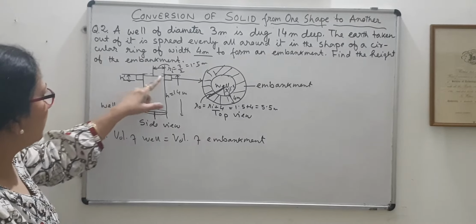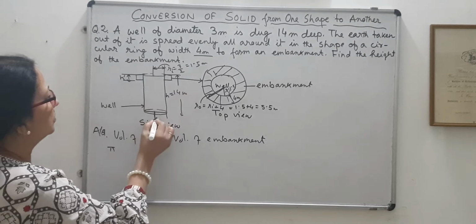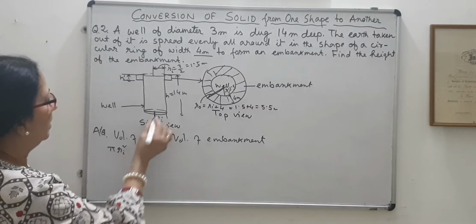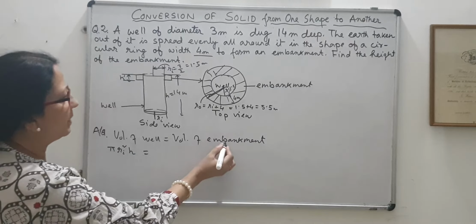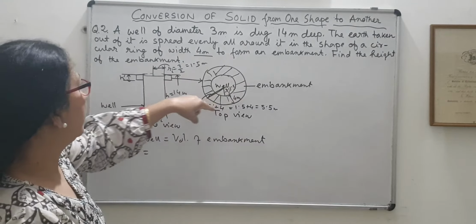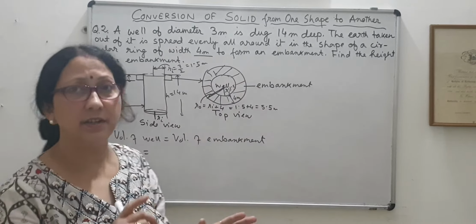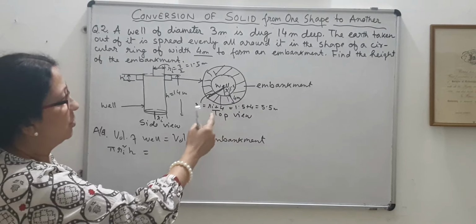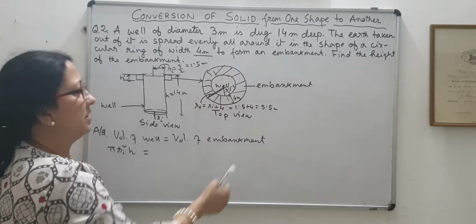So this well is nothing but a cylinder. So the formula will be pi. The radius of the cylinder I have taken Ri. So Ri square. H is your 14, so that is the volume of the well. Again you see, this is an annular, or you can say this is a cylinder. This embankment is also a cylinder with the thickness of this 4 meter. So the volume of this can be taken as outer cylinder volume minus inner cylinder volume.